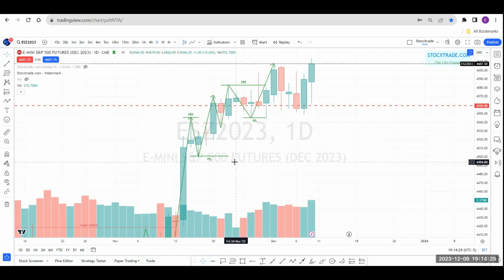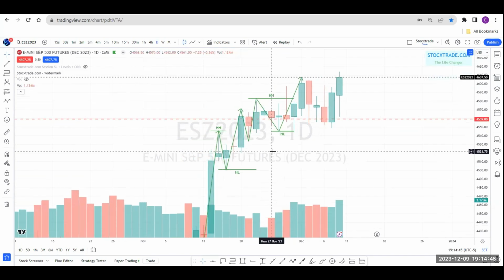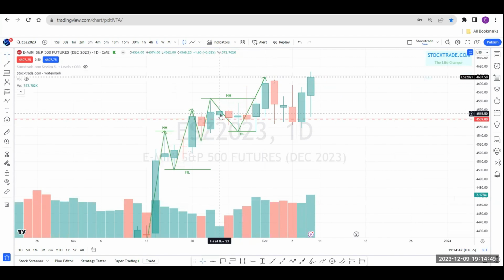Because sometimes what happens, see this volume. This is 572K, as compared to other candles. If you see this candle, this is 1.22 million. This is 576K, almost less than 50%. But did the market come down? No, the market is not coming down even with the low volume. Even the next volume is almost double, 1.12 million, but the market is not breaking this previous low. Still we are in a bullish trend.